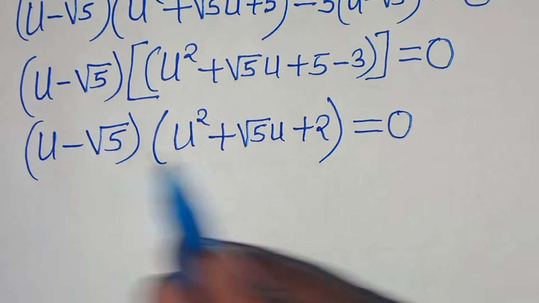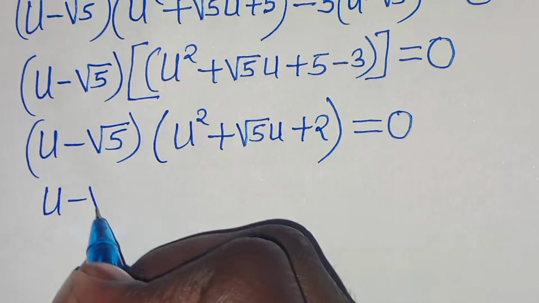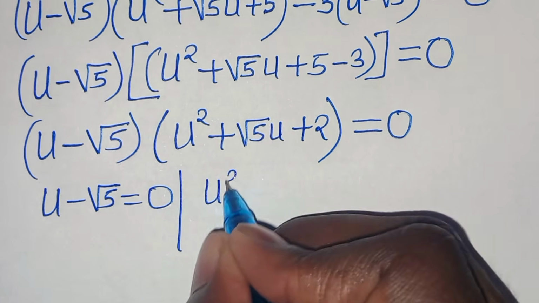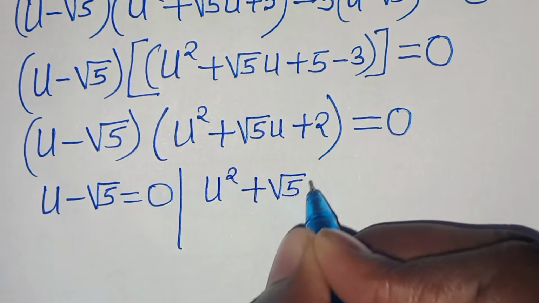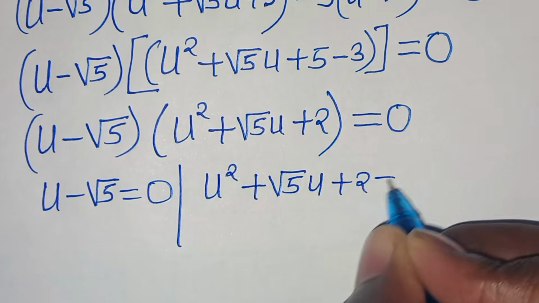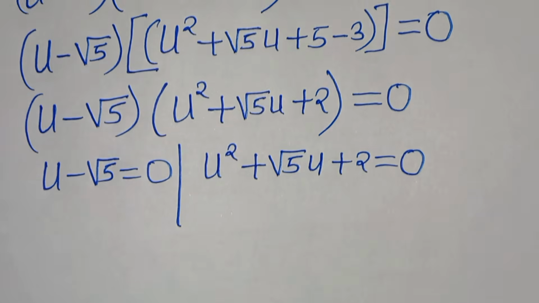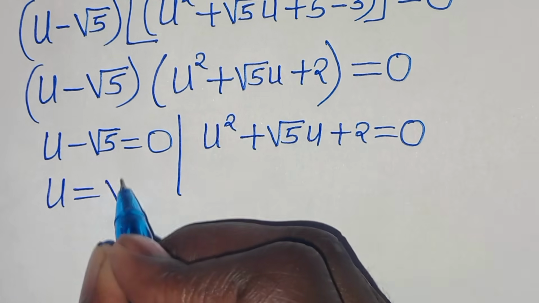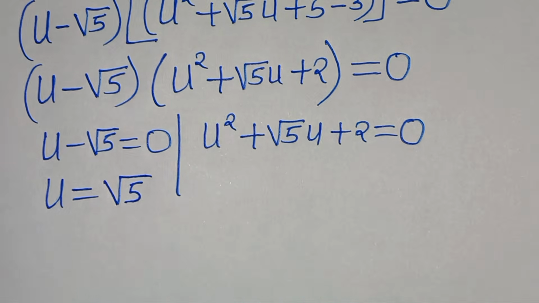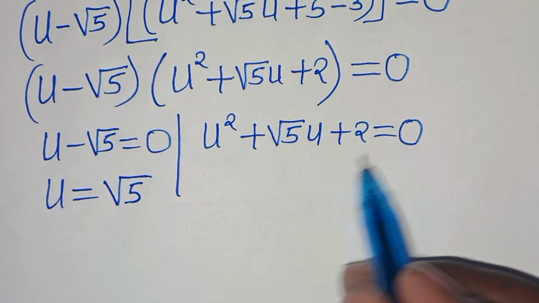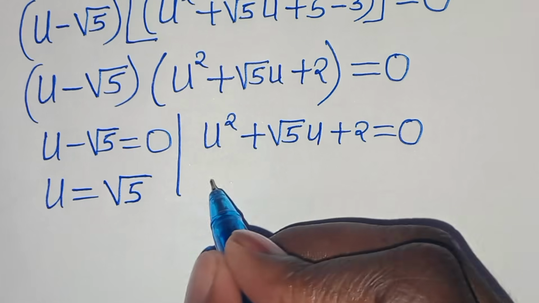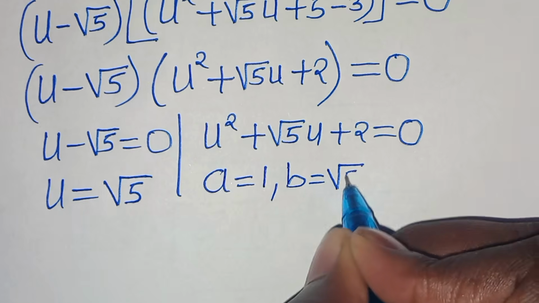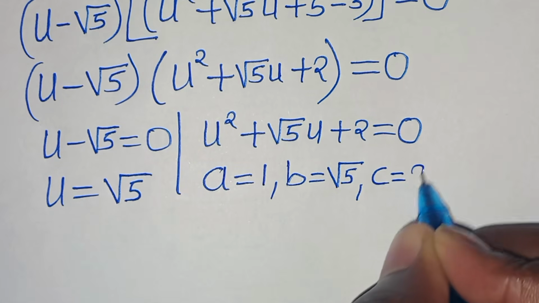Now we have got two parts here. We have u minus root 5 equal to 0, and we have u squared plus root 5u plus 2 equal to 0. Now from the first part here, we have u is equal to square root of 5. Now the second part here is a quadratic equation where we have a is equal to 1, b is equal to square root of 5, and c is equal to 2.